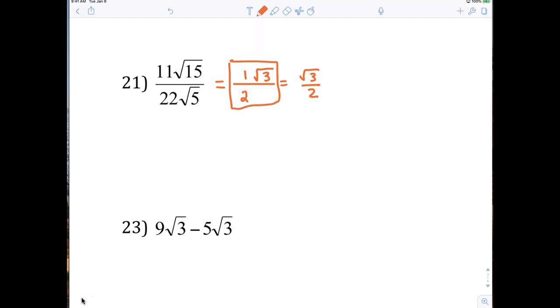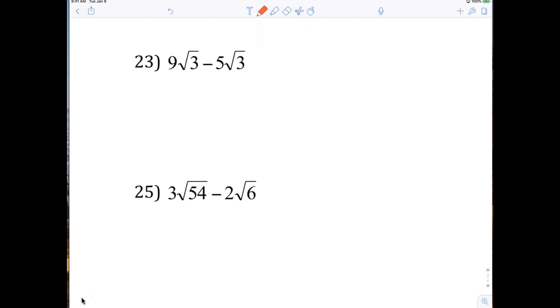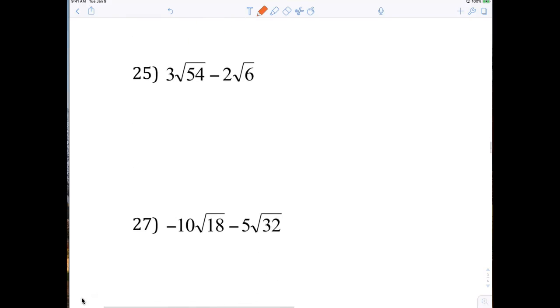Everybody good with that? All right, come on, keep with me. Make sure you're following along. 9 radical 3 minus 5 radical 3. Hopefully it's making better sense now when I say that. You have 9 radical 3's, you're subtracting 5 radical 3's, you end up with 4 radical 3. Okay, what are the perfect squares probably in 54? 9 times what? And again, I'm trying to remind you that because there's a 6 over here, there's probably a 6 in the other one. All right, so break it down.